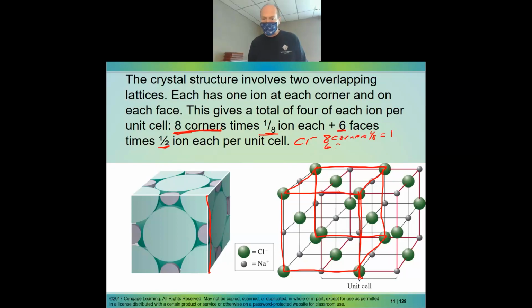We have our 6 faces. 1/2 of that chloride ion is inside of the cube. And so that is 3. So we have a total of 4 Cl minuses inside of this cube.